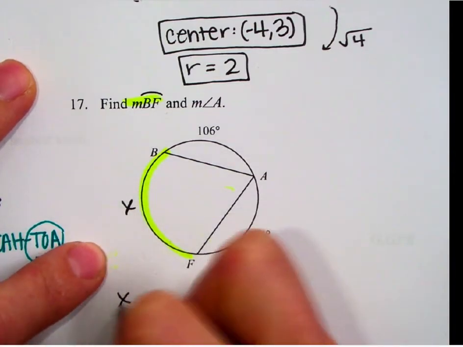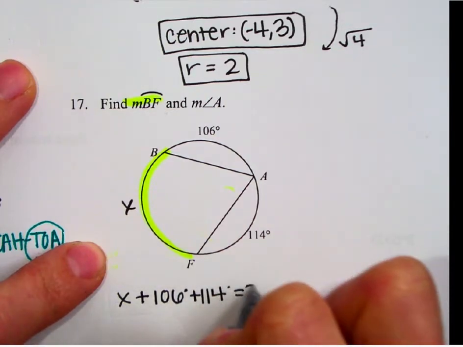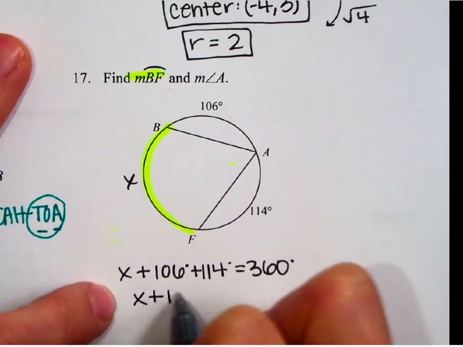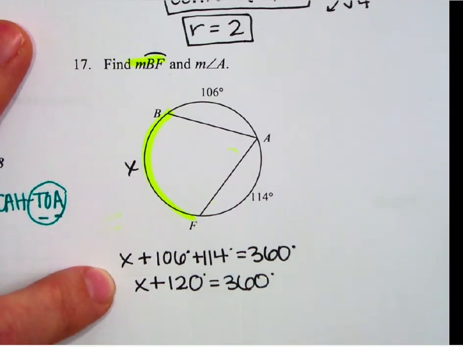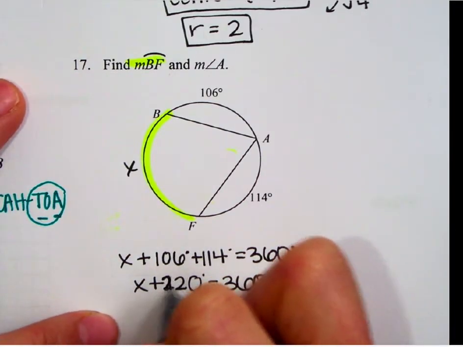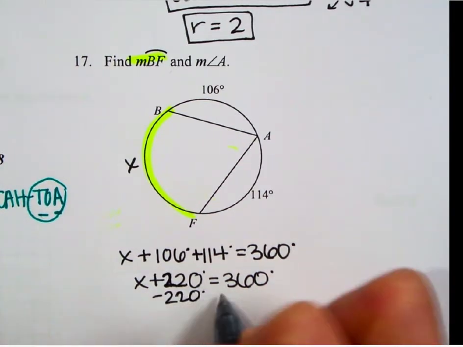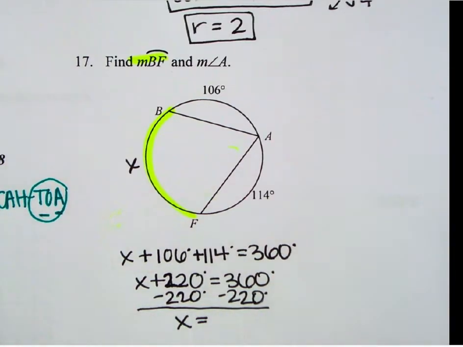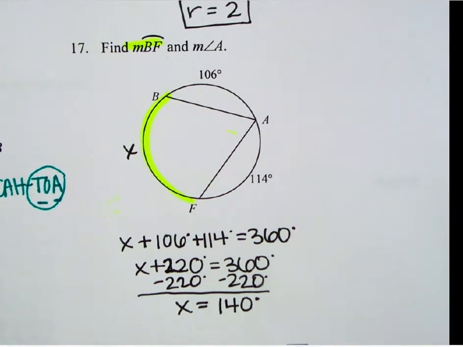So I know that the sum of those arcs is the measure of the entire circle, which we know is 360 degrees. So combining like terms gives us this, right? 106, wow, that was some terrible adding. 220 degrees, thank you. And then solving for x, subtract 220 degrees. So I now know that that arc length is 140 degrees.